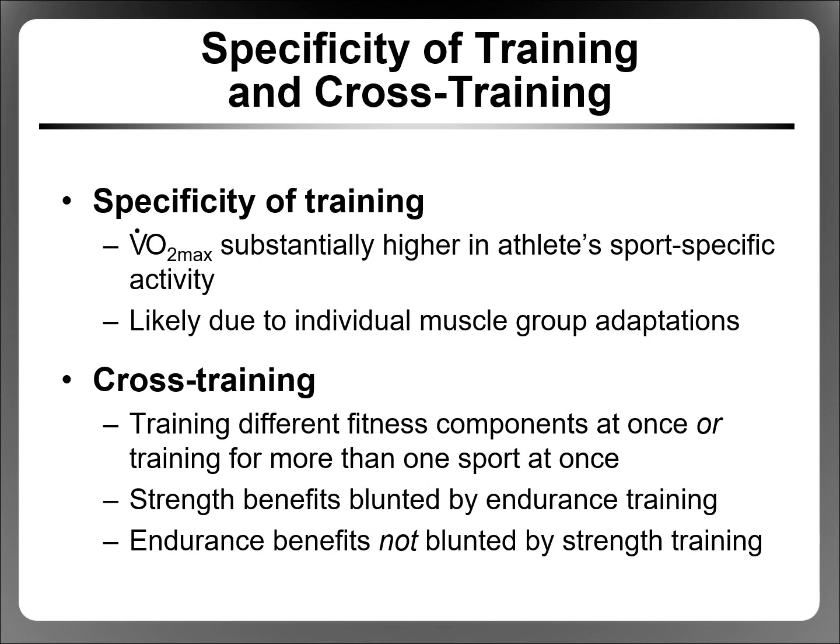All right. So after the brief aside of HIIT training, when do you train specifically and when do you cross-train? All right. So if I can make my training as specific as possible, we tend to see improvements in VO2 max that are substantially higher in that athlete's sport. And this is because we're having individual muscle group adaptations. So that means if I want a runner to become more efficient at running and improve the cardiovascular system, I should probably go have them run.